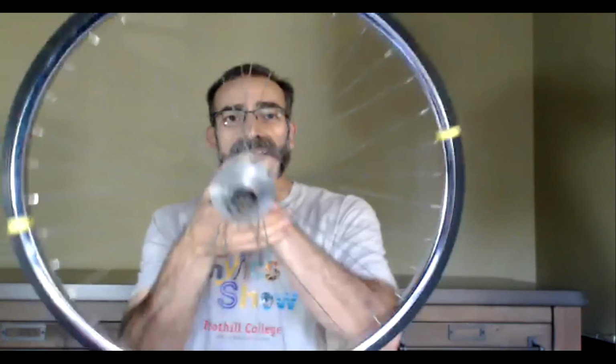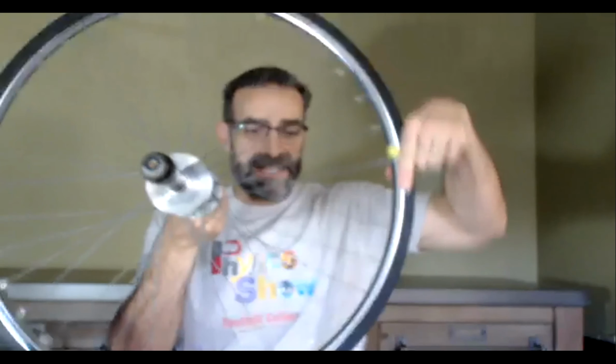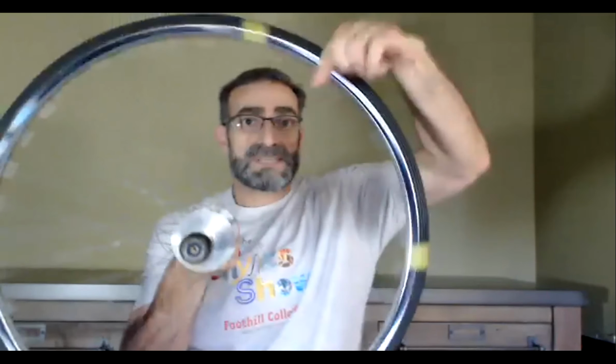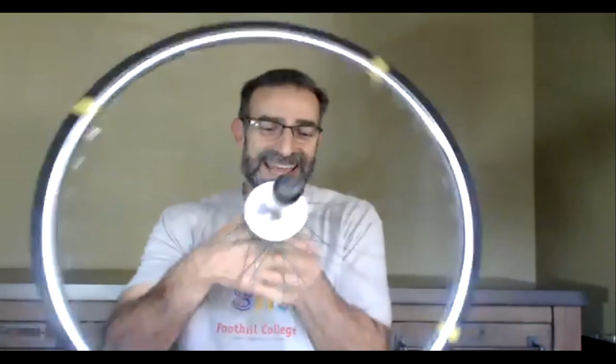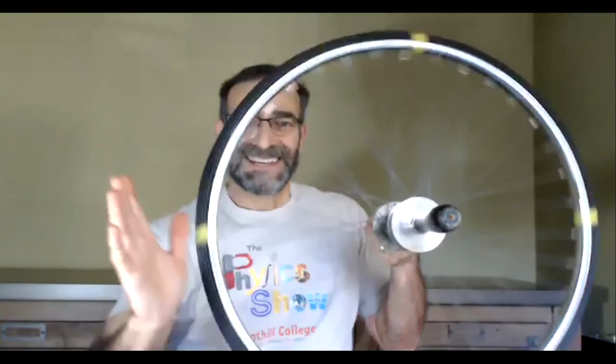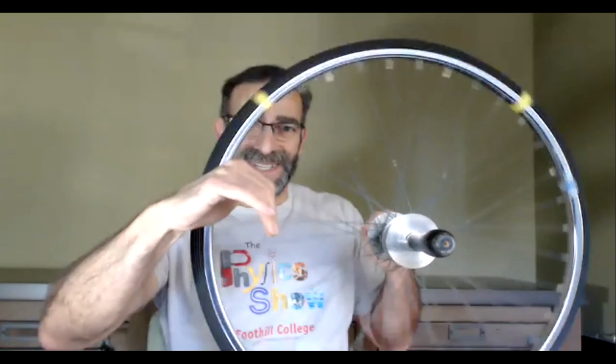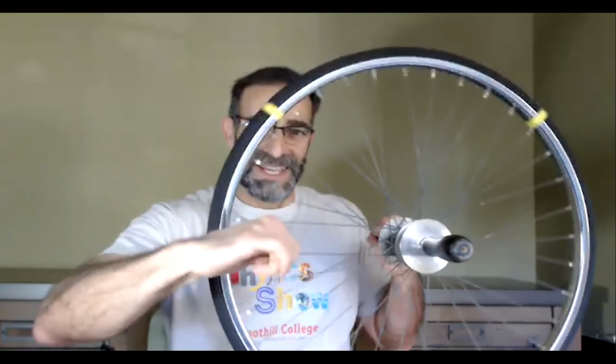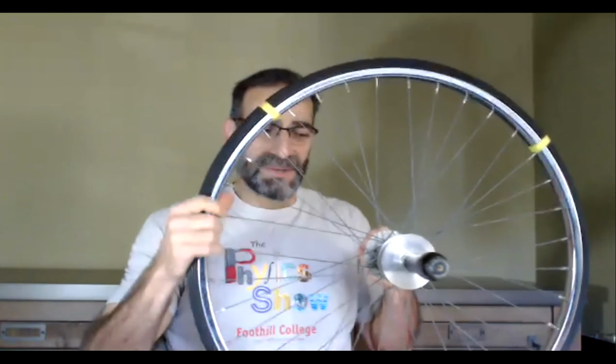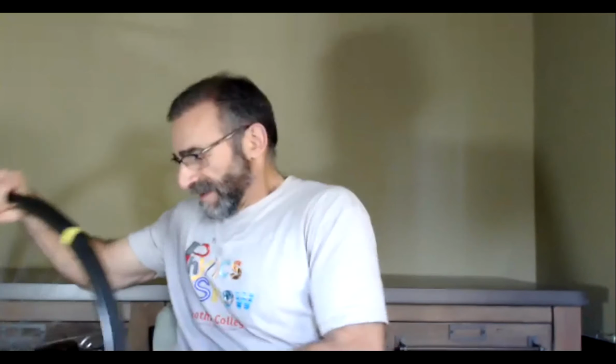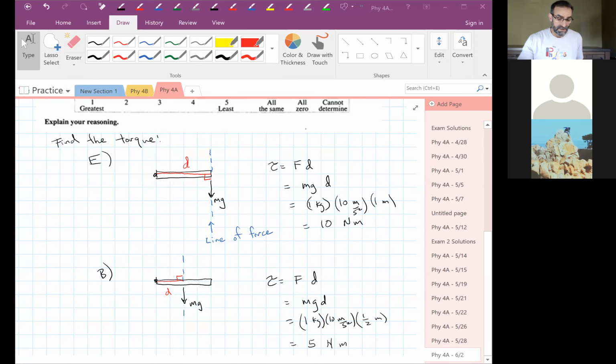If I hang the weight over here on this side, so it pulls down, causes the wheel to spin this way, I need my right hand back. Always use your right hand. I wrap my fingers in the direction the wheel would turn because of the torque, and the torque would point toward me. So the torque, in this case, points into or out of the page, because the torque is within the confines of the page, right?